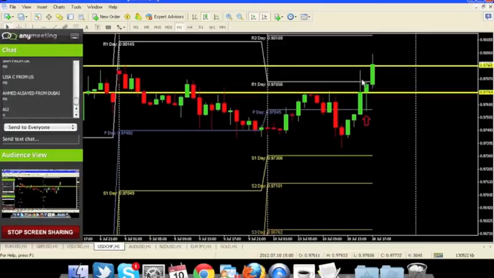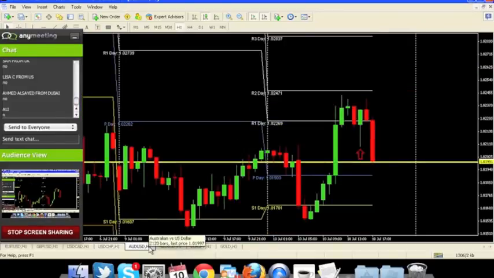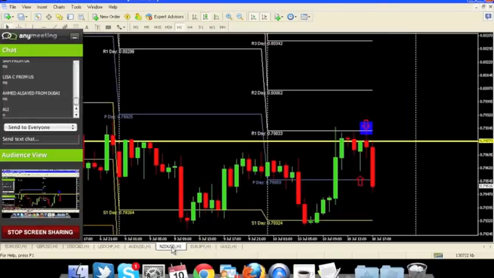Swiss franc pushing above it. Aussie dollar still at resistance, support. I'm sorry, New Zealand dollar pushed below it. Now, what does this push mean? This push is excellent. Now you predict the future.